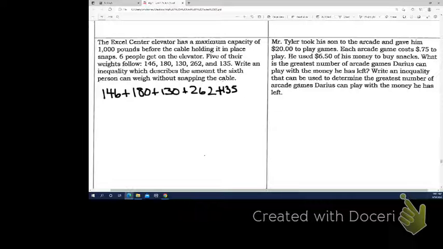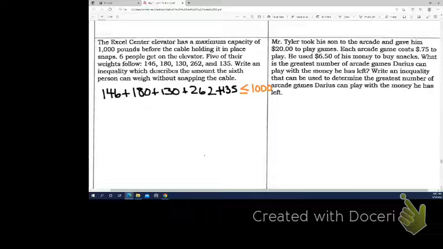And if the maximum capacity is 1,000, does that mean we want this stuff to add up to being more than 1,000 or less than 1,000? Less, yes, absolutely. And is it okay if it's exactly 1,000 when it says maximum? Yeah, I might be pushing it, right? I might not be as comfortable if it's exactly 1,000. But if that's the maximum capacity, then yes, we can use the equal sign.